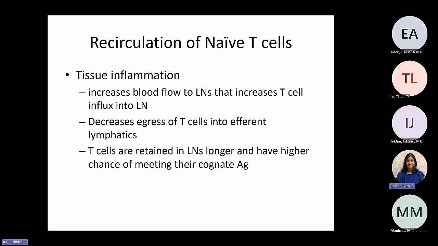The antigen that a particular T cell can bind to is called its cognate antigen. And if it comes across that antigen, it needs time to interact with that antigen for a longer time to go through that differentiation process. So during inflammation, the influx of cells to the lymph node increases, the egress decreases, so that the T cells are retained for a longer time.